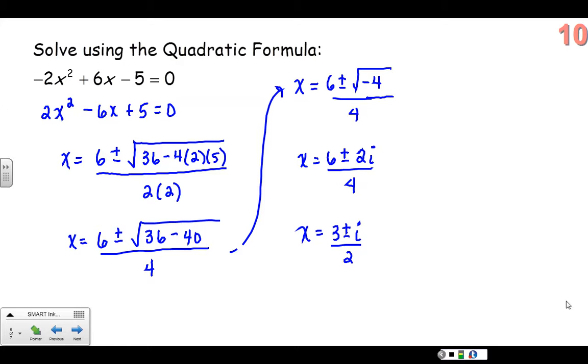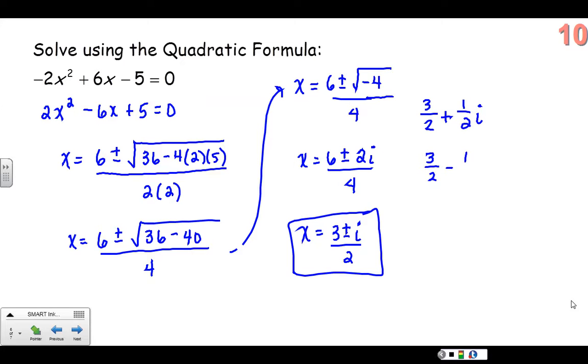Now, if you're going to separate your answers out on this problem, you would actually say 3 halves plus 1/2 i, and then 3 halves minus 1/2 i to have your numbers in their complex form. So that is like 3 or 4 examples of just how to use the quadratic formula. It's a very handy tool. You will use it several times in algebra and up higher math courses.